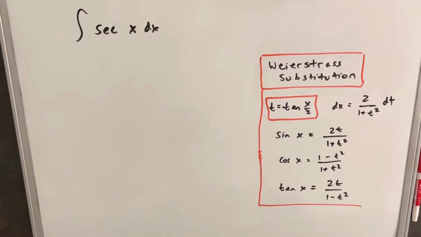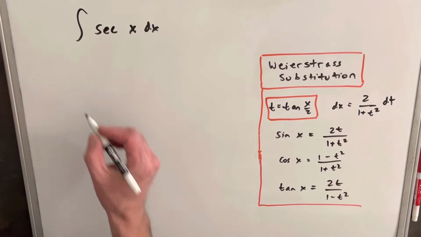Hey, we have a very familiar integral on the board. It's just the integral of secant x dx. If you need to review, or if you need to know more about the Weierstrass substitution, I did a video a little ways back. I'll provide a link in the description to give a little more information on where we got all this information over here on the right. So let's get started with this.